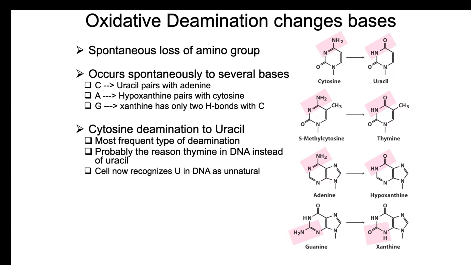If DNA maintained uracil instead of thymine, then when cytosine becomes uracil accidentally, the cell would have no way of knowing that that is not supposed to be uracil. So through evolution, thymine replaced uracil in DNA, and now when cytosine becomes uracil within DNA, the cell can tell, wait a minute, that's wrong. Uracil isn't supposed to be in DNA. Let's fix that. So it's kind of an interesting little chemical note there.